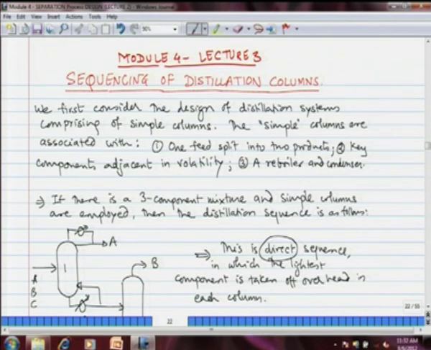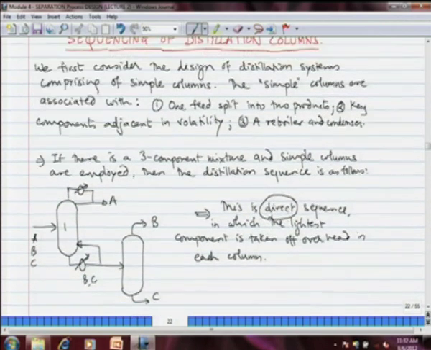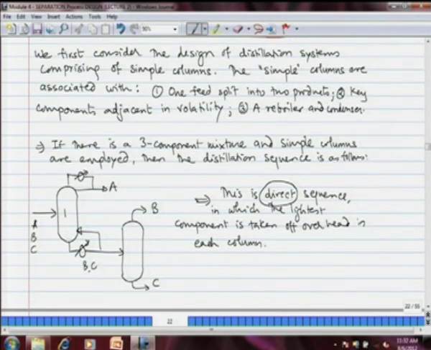In the earlier lecture, I told you that for separation of 3 component mixture, we need 2 columns, minimum 2 simple columns, and then we can go for either a direct sequence or indirect sequence of separation. So, the simple columns are associated with one feed split into 2 products and key components adjacent in the relative volatility, and a reboiler and a condenser.